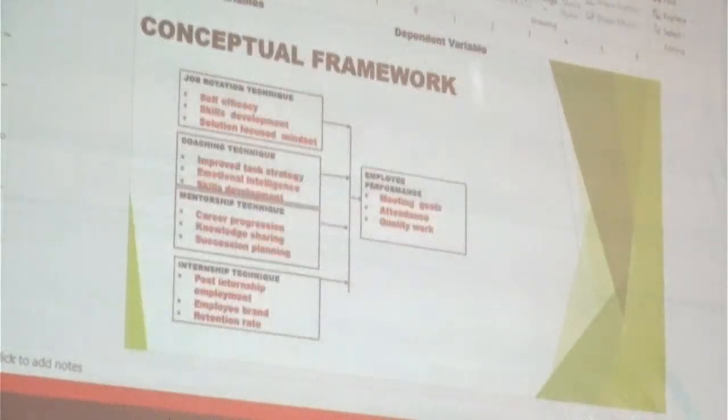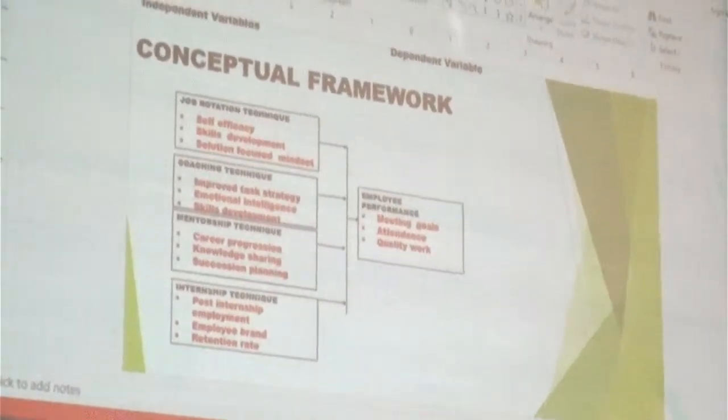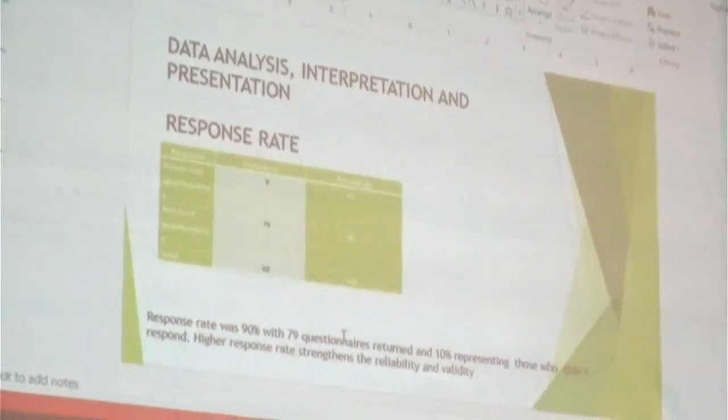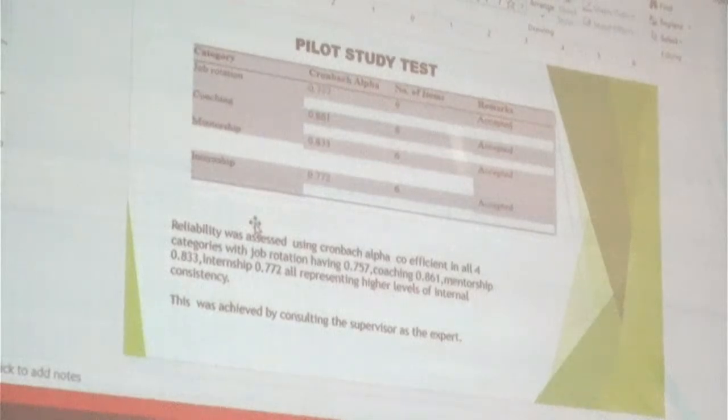Moving on to my conceptual framework, I have the independent variables, which are the various job techniques, training programs, and the sub-variables slightly under. The dependent variable is employee performance, with the indicators as shown on our screens. On data analysis, interpretation, and presentation, I had a 90% response rate. On the reliability test, a pilot study was conducted, and with all the variables, we had over 0.7, making the study reliable.